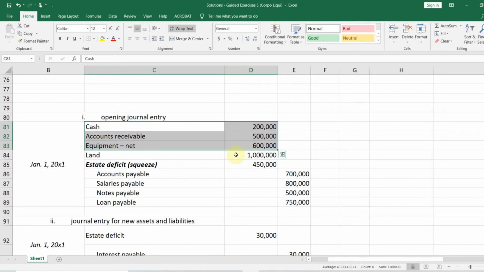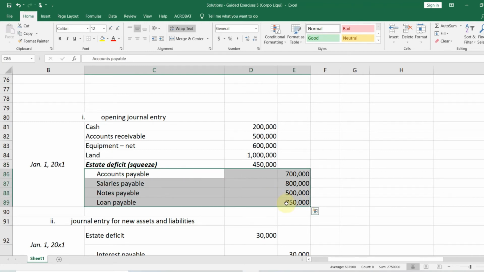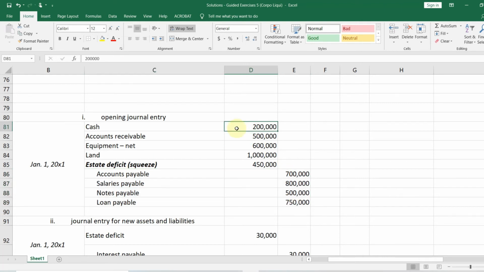These are the carrying amounts, so don't mind them for now. Just put them there. And then you credit the liabilities: 700, 800, 500, 750. Now, the asset deficiency is easy to compute. You just less the assets from the liabilities, a squeeze figure of 450. That's the opening journal entry.